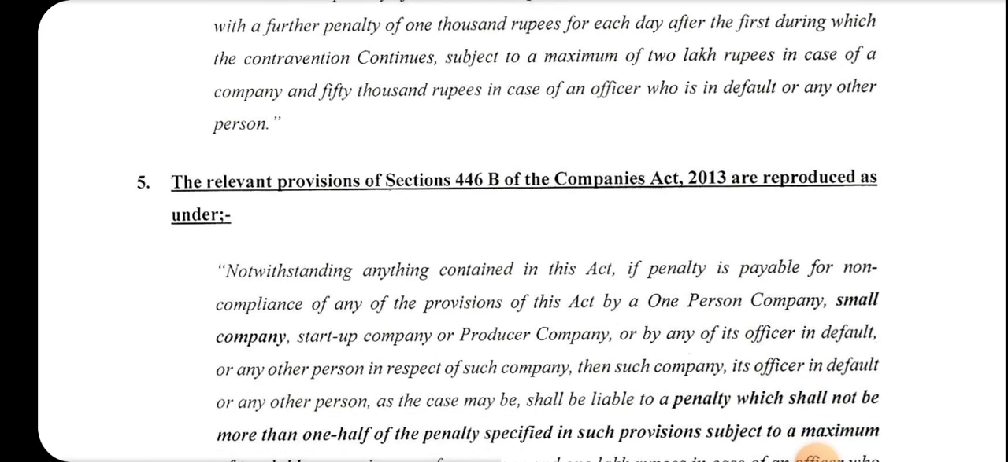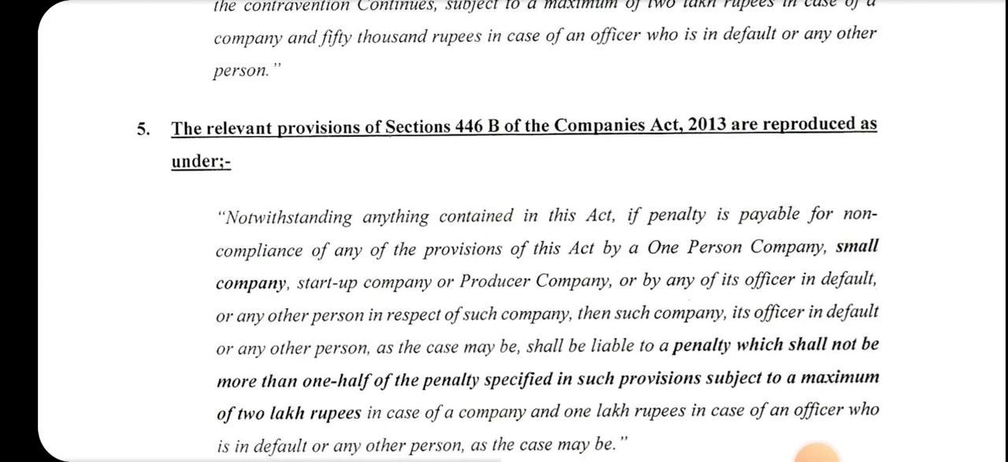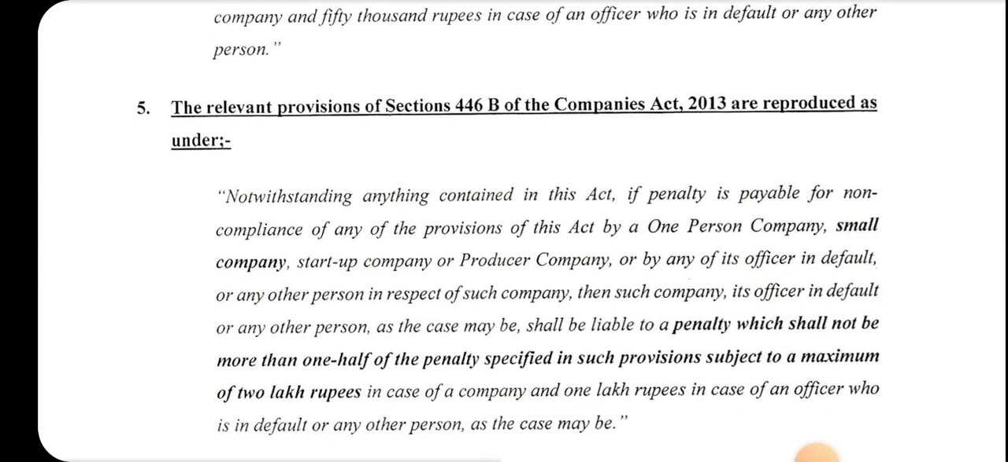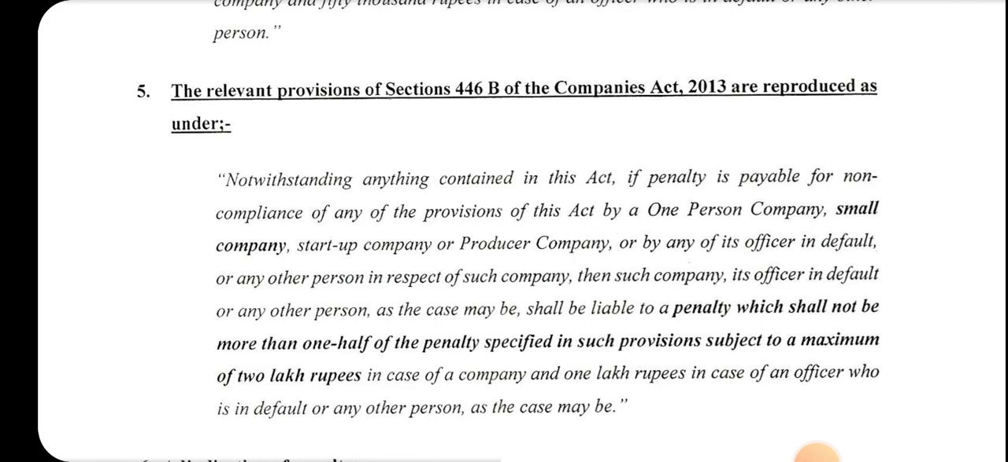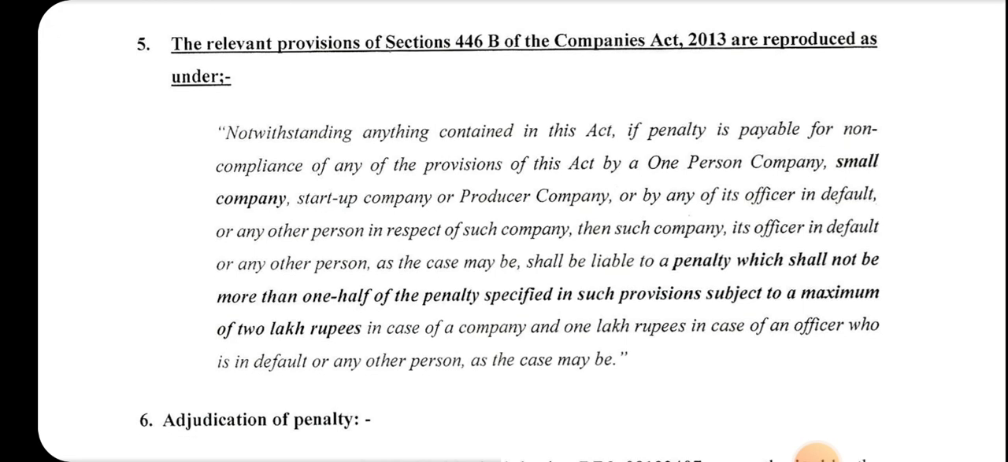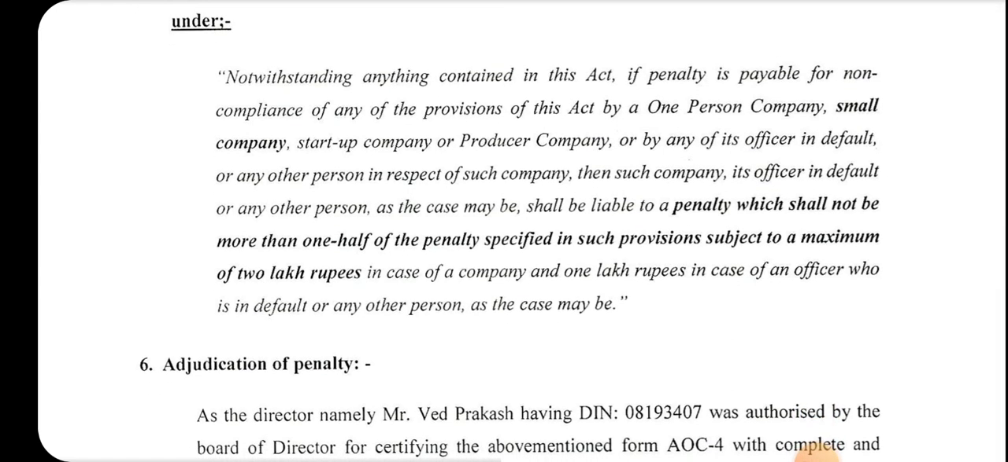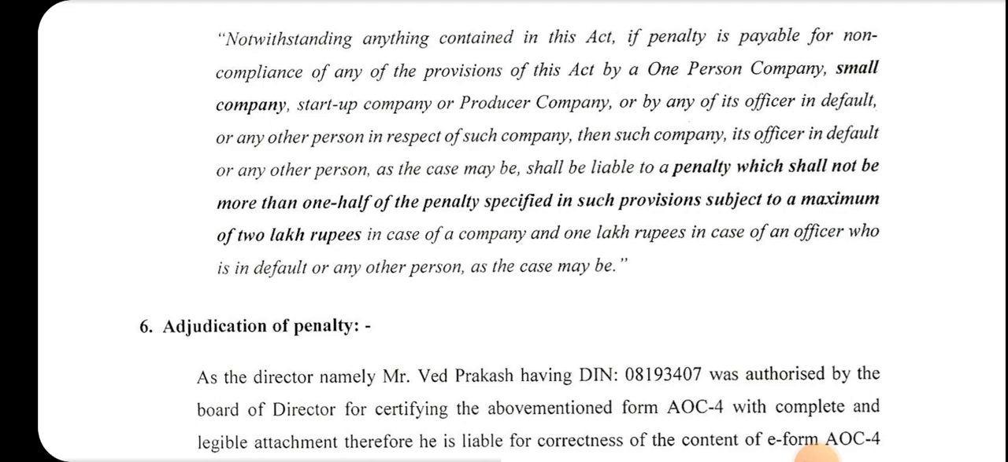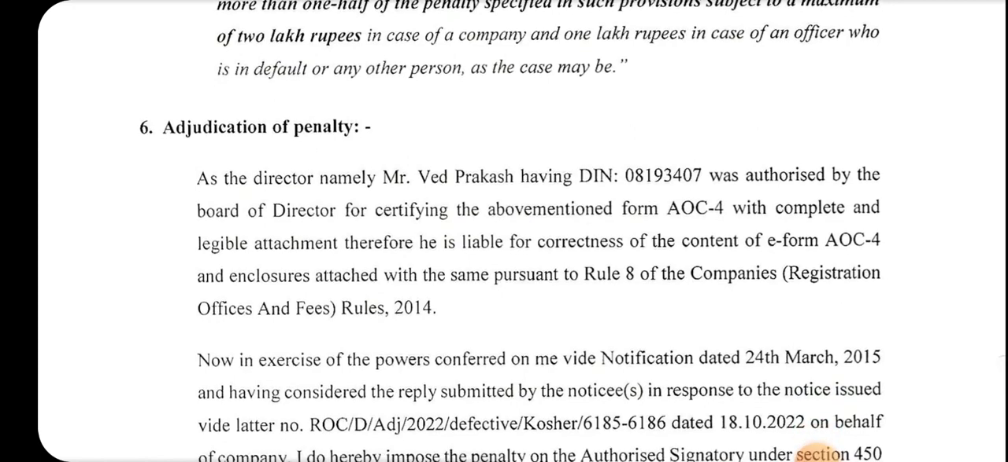Let's see the relevant provision of Section 446B of the Companies Act. If a company is a one-person company, a small company, a startup company or a producer company, or any officer in default or any other person in respect of such company, then such company, officer in default or any other person, as the case may be, shall be liable to a penalty which shall not be more than one-half, that is 50%, of the penalty specified in such provision, subject to a maximum of 2 lakh rupees in case of the company and 1 lakh rupees in case of an officer who is in default or any other person, as the case may be. And let's see the adjudication of the penalty.